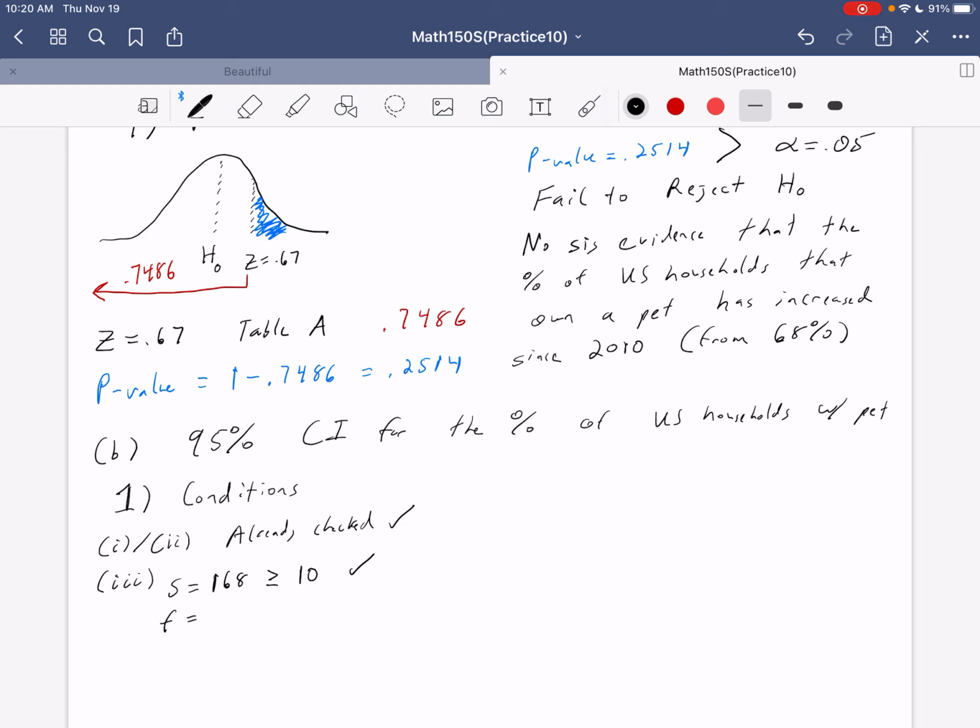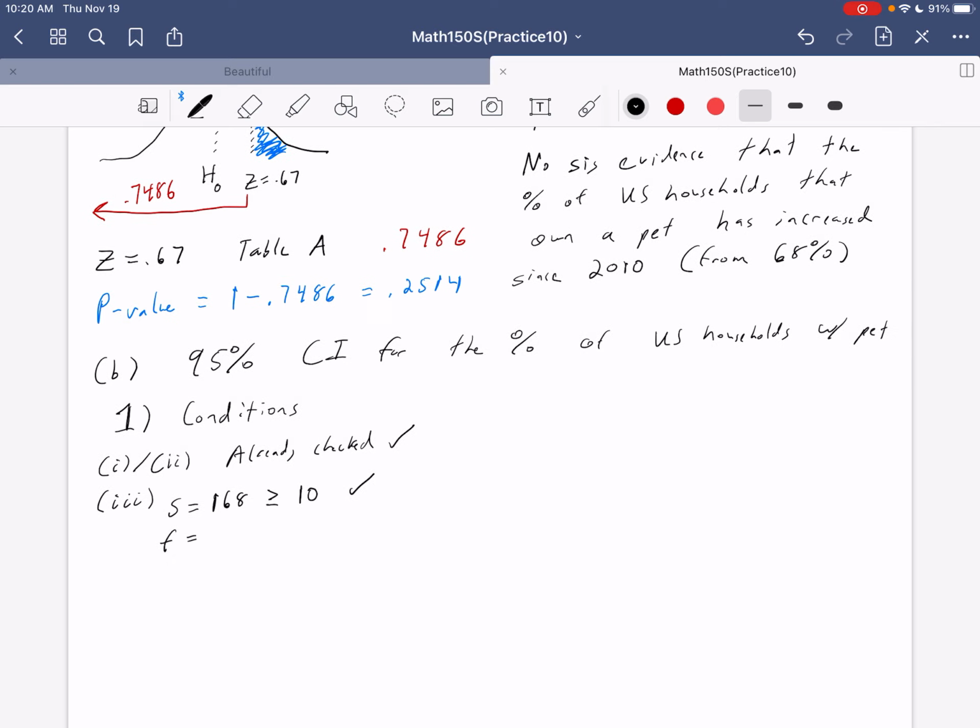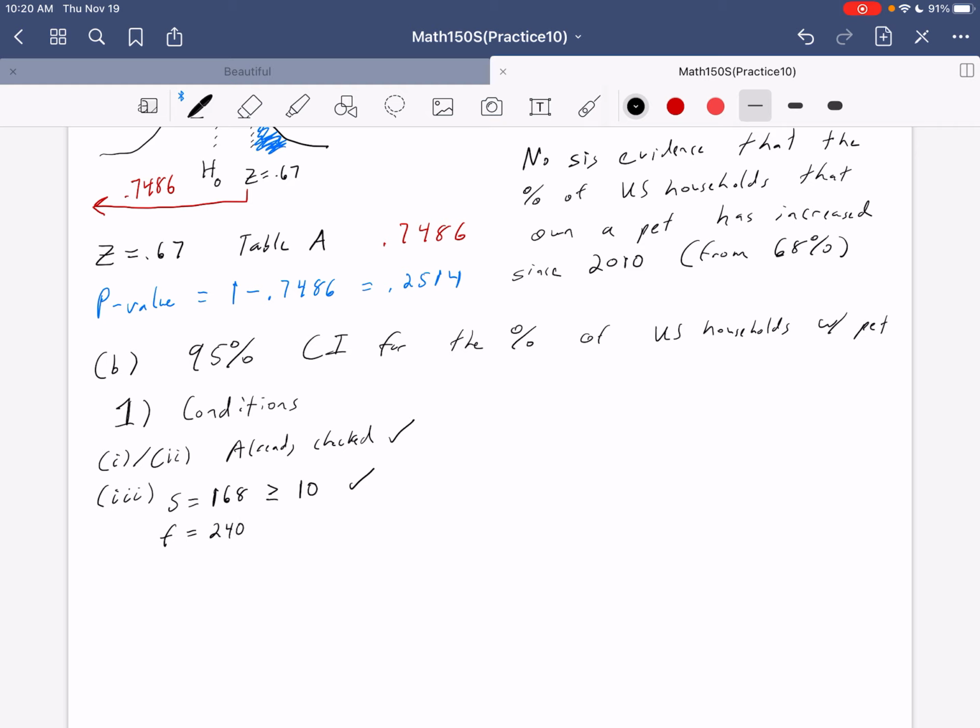Well, remember, this is a binomial categorical variable, so people either owned a pet or did not. So our failures can be found as 240 minus 168, the 240 representing the overall sample size minus the 168, the people who were successes. And if we check that 240 minus 168, that should give us 72, which is greater than or equal to 10. So we're all good. So in other words, we're saying that 168 households had pets, 72 did not. 168 plus 72 gives us the 240 overall.